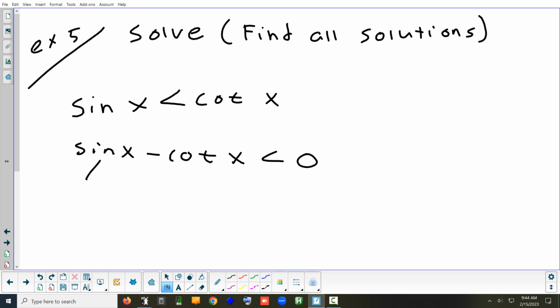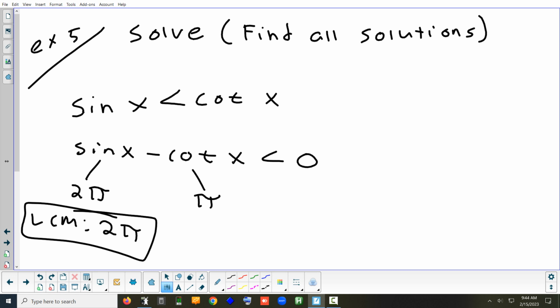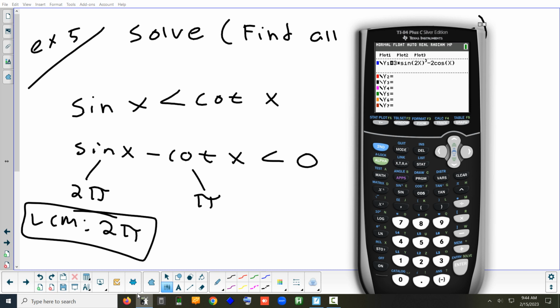What's the period for sine? Yep, 2 pi. And b is just 1. What's the period for cotangent? Yep, pi. And the least common multiple, well, 2 pi. I'm not saying it's going to be 2 pi every time, but that one seems to come up a lot. Okay, let's put that in. So we've got sine of x minus, how do I put in cotangent? I don't have a button for that. 1 divided by tangent. Yep, 1 divided by tangent.